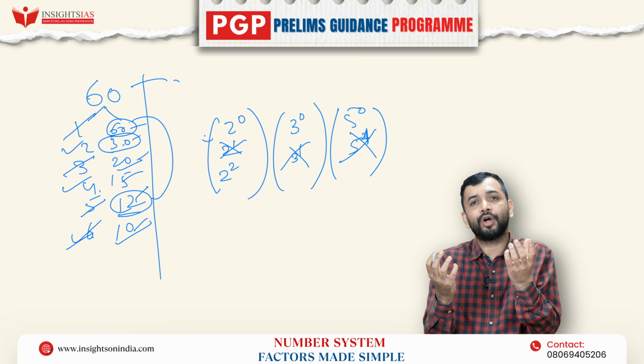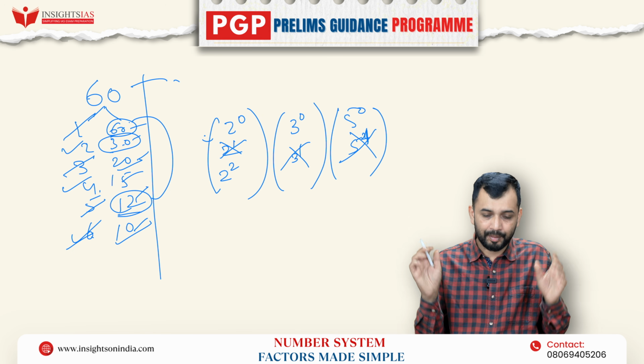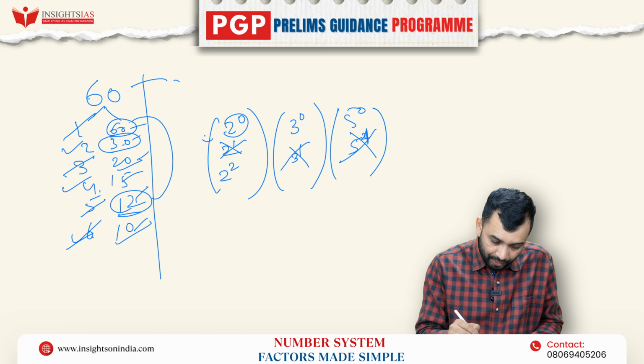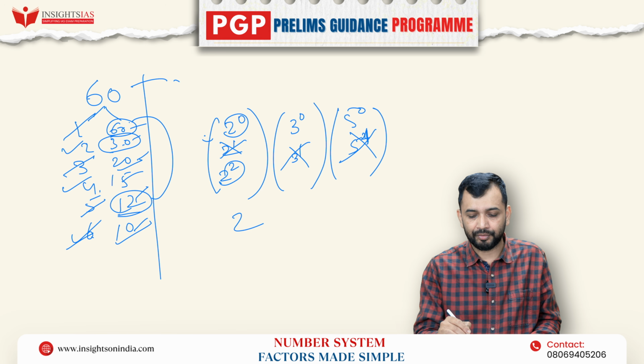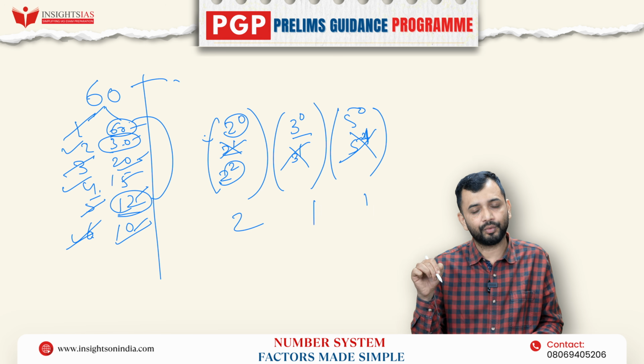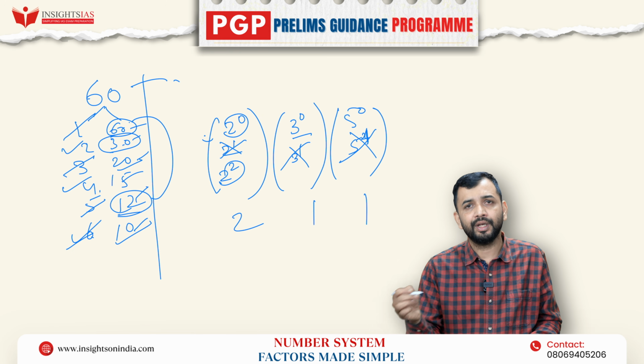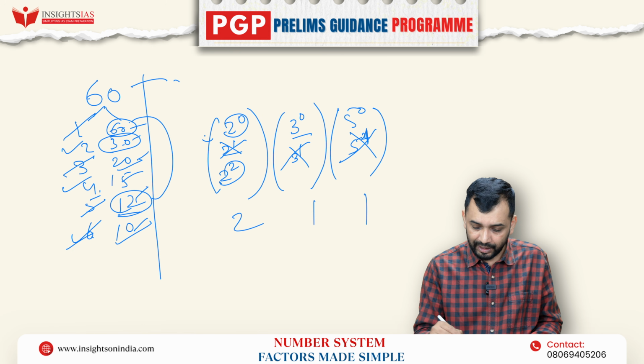A square number always comes in pairs. So, 2 to the power of 0, 2 squared: 2 numbers are possible from here, and 1 number is possible here, 1. So that is 2 into 1 into 1. That will be what? Finally, it will be 2.